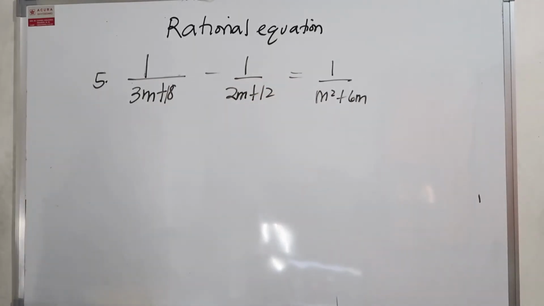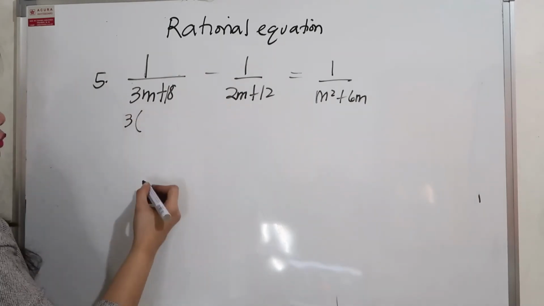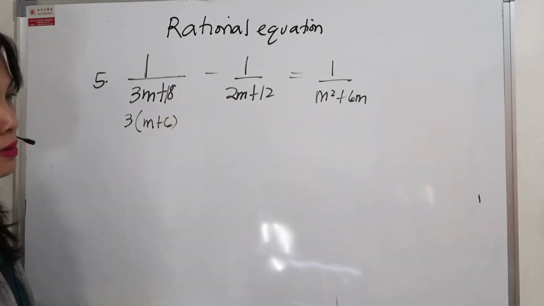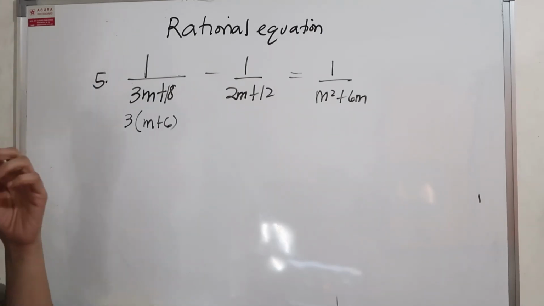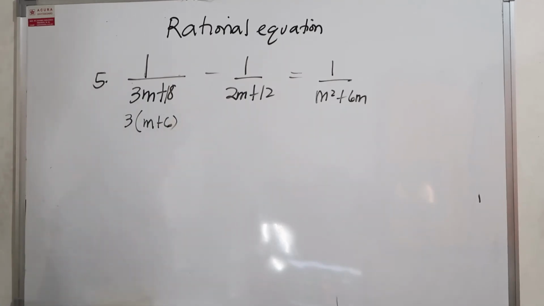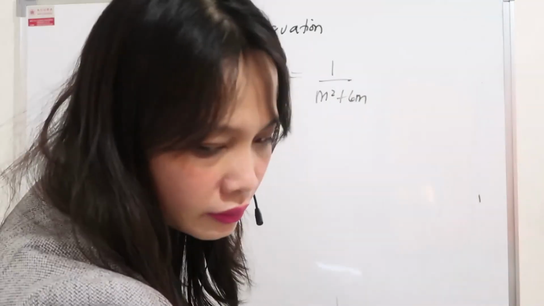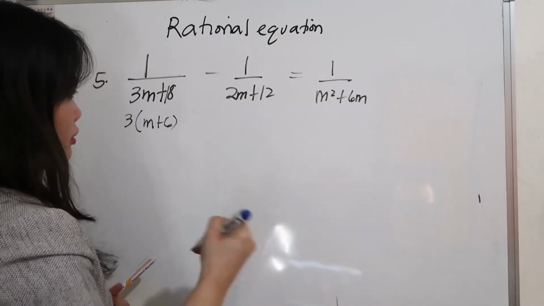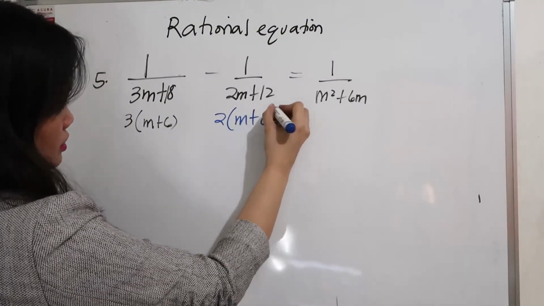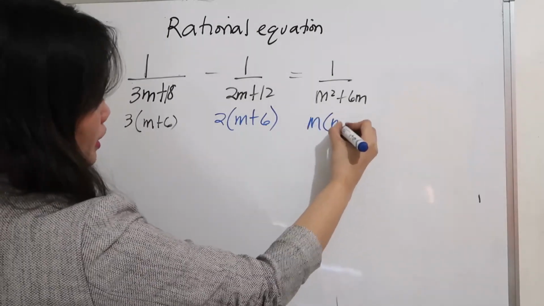So in simplifying this one, first we need to get the factor of each denominator. So this will become 3 multiplied by m plus 6. Am I right? Then this one is 2 multiplied by m plus 6. And then this one is m multiplied by m plus 6.